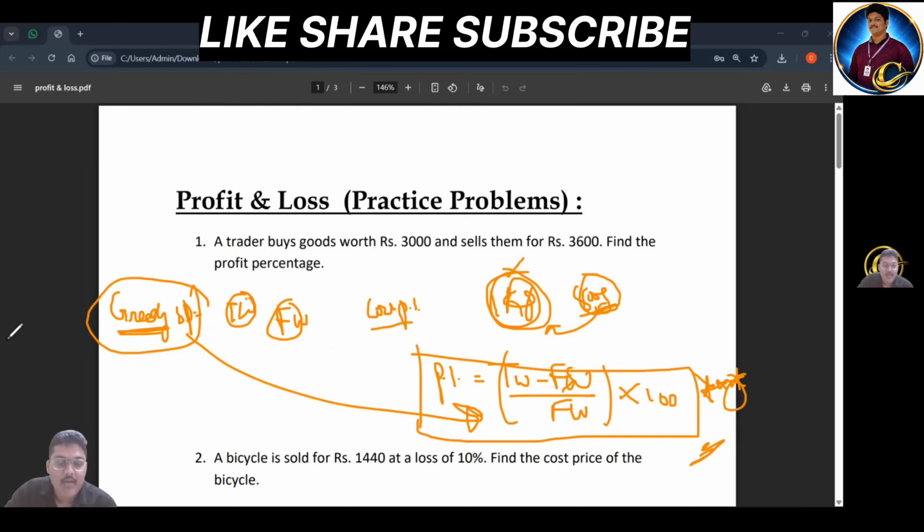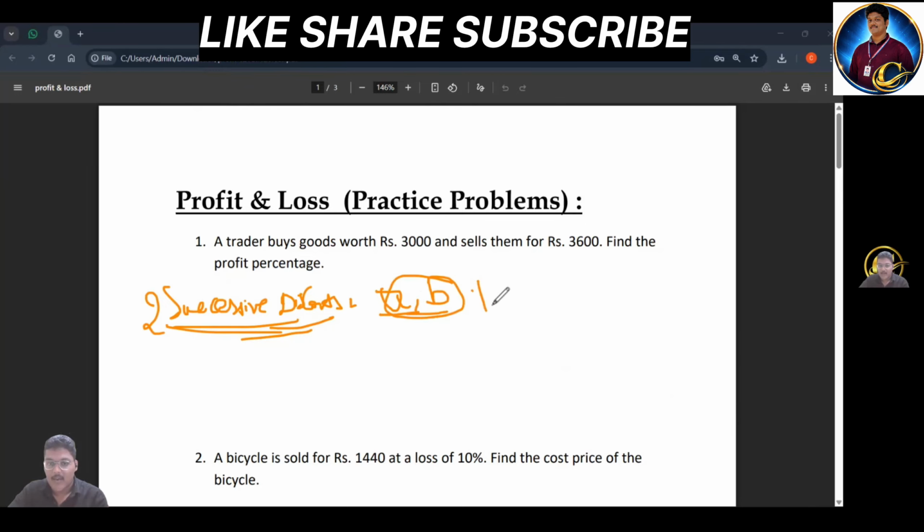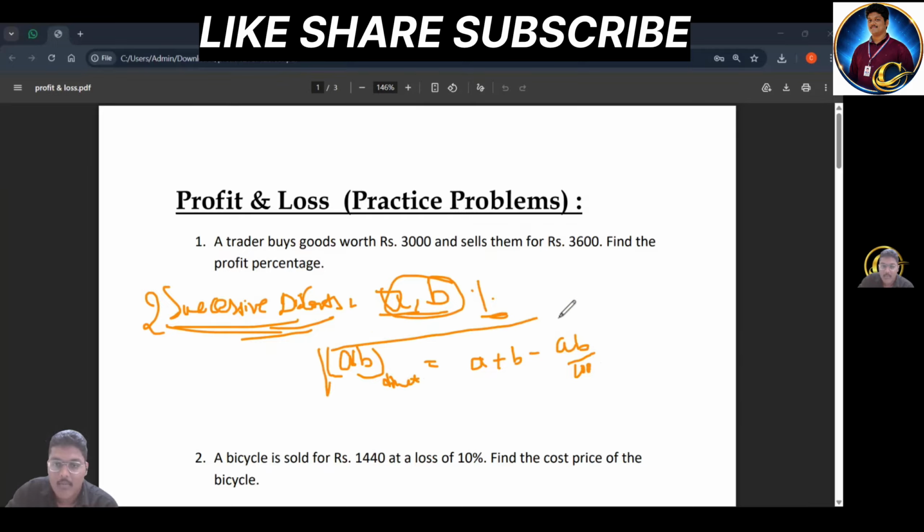And the last formula we will check is two successive discounts. Let A and B be two successive discounts in percentages. Then the net discount is A plus B minus AB by 100. This is the net discount formula.